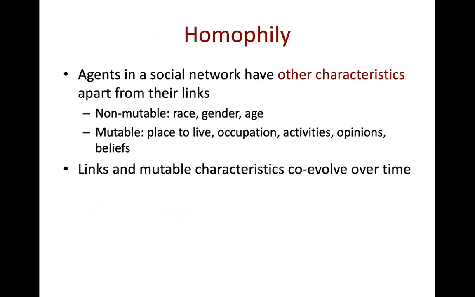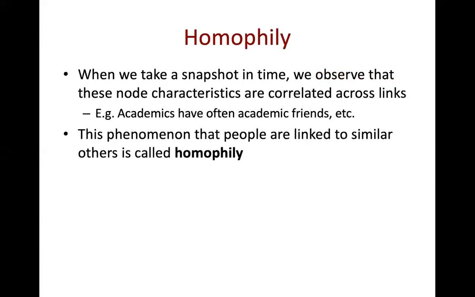So let's talk about homophily. Agents in a social network have other characteristics apart from their links, right? So we also have the semantics of the nodes, and these can be non-mutable, like race, gender, age, or mutable, like place to live, occupation, activities, opinions, beliefs, and links, and mutable characteristics co-evolve over time. The phenomenon of homophily is pretty much about this. When we take a snapshot in time, we observe that node characteristics are correlated across links. So for example, academics often have academic friends, correct? Students have student friends, business people have business friends, et cetera.